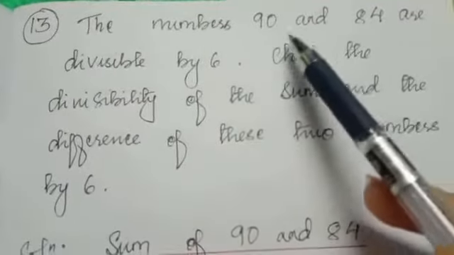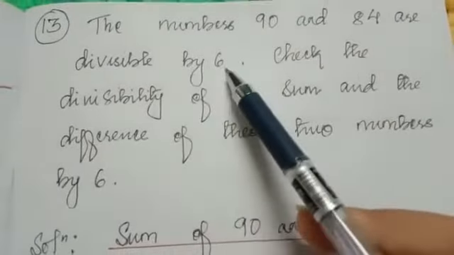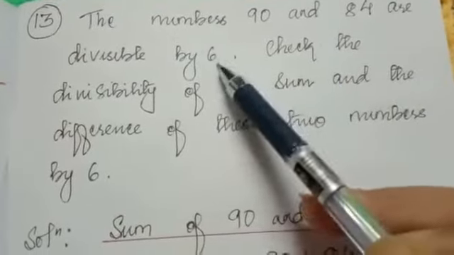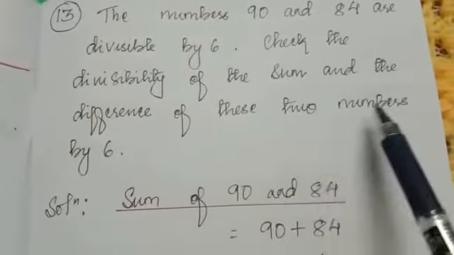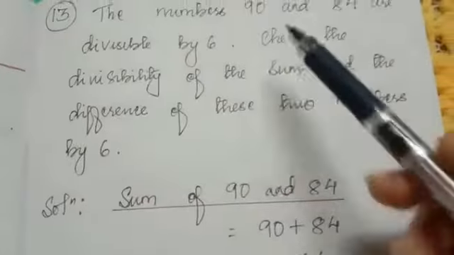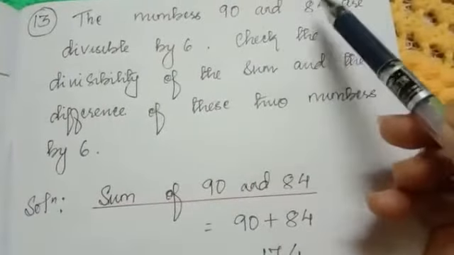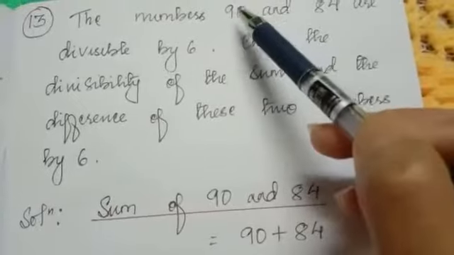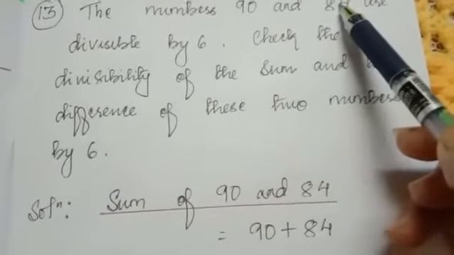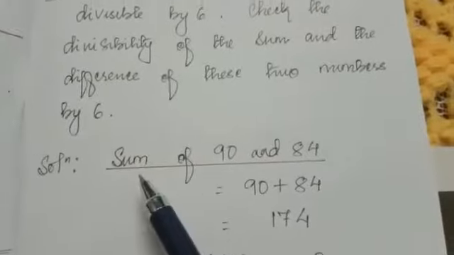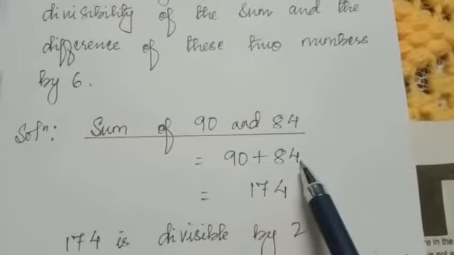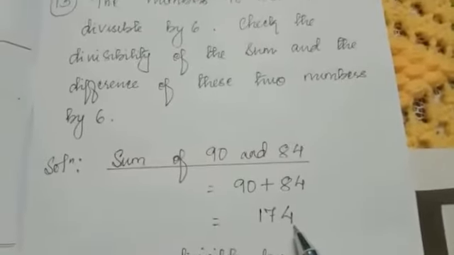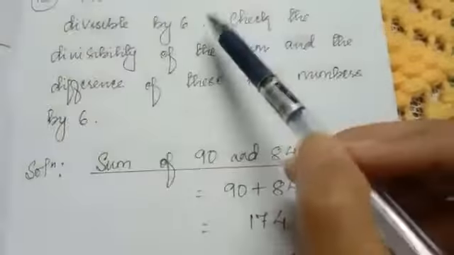Now next is question number 13. The numbers 90 and 84 are divisible by 6. Check the divisibility of the sum and the difference of these two numbers by 6. Here in the question it is given 90 is divisible by 6 and 84 is also divisible by 6. Now you have to check, when you add 90 and 84, will it be divisible by 6? Sum is addition. 90 plus 84 is 174. Now you have to check whether 174 is divisible by 6 or not.